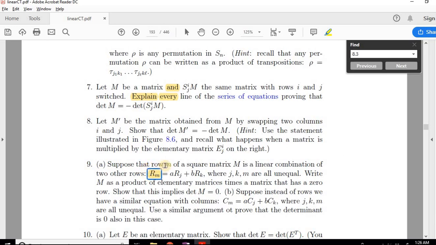9 says, suppose that row M of a square matrix big M is a linear combination of two other rows. So you know what linear combination is. That means that if J was 3 and K was 4 and M was 5, the fifth row would be some sum of the other two rows.